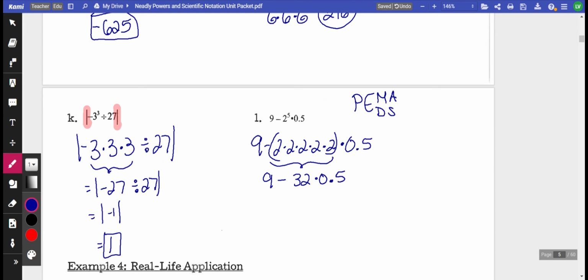The next part is to do either multiplication or division, whichever comes first. So it's multiplication in this case. 32 times 5/10, that's the same thing as saying what's half of 32? Well, it's going to be 16. So 9 minus 16, or 9 plus negative 16, gives me the answer of negative 7.